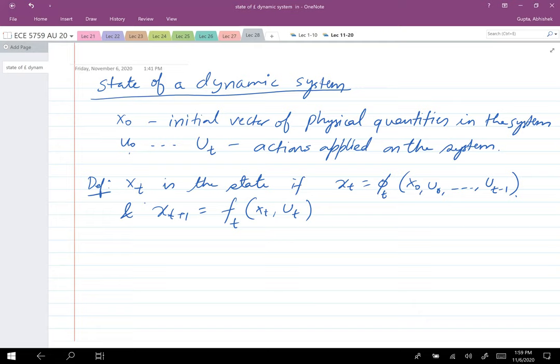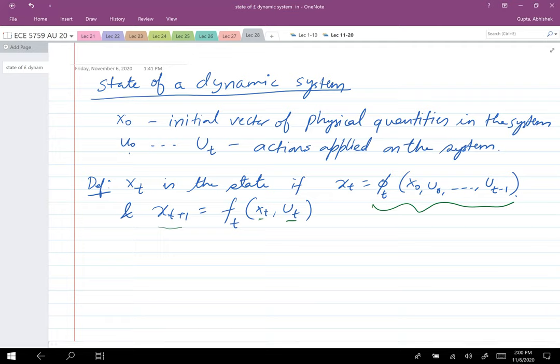Okay, so a quantity xt would be the state at time t. If xt is a function of the initial state and all the actions you have taken so far, and the evolution of the state can be written as a function of the current state and the current action. So this says that your state xt is a function of the initial condition of the system and all the actions that you have taken so far. And more importantly, the next state is going to be a function of the current state and the current action. So then you say xt is the state of the system.